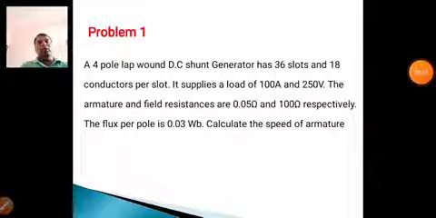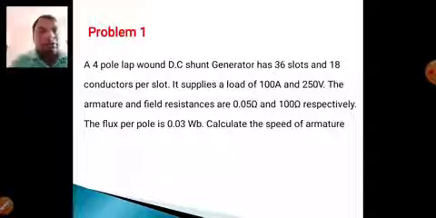A 4-pole lap wound DC shunt generator has 36 slots and 18 conductors per slot. It supplies a load of 100 amps at 250 volts. The armature and the field resistance are 0.05 ohms and 100 ohms respectively. The flux per pole is 0.03 Weber. Calculate the speed of the armature. Again, you have to read the problem.